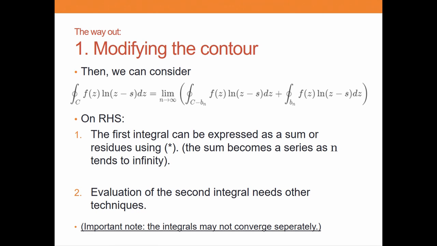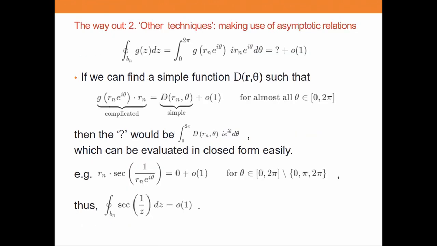On the right-hand side, the first integral can be evaluated using the star equation, because for every n, only a finite number of poles or singularities is enclosed in the contour. And for the second integral, we need other techniques. The other technique is not really surprising, but only making use of asymptotic relation. The basic idea is that if we can find a simple function that is asymptotically equal to this integrand for almost all theta, then we can find this integral, which can be evaluated in closed form easily. For example, if g(z) is secant 1 over z, then we can see that the integrand is indeed vanishing for almost all theta, and thus the whole integral is indeed vanishing as well.